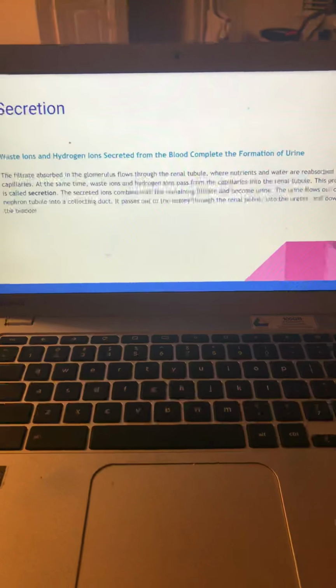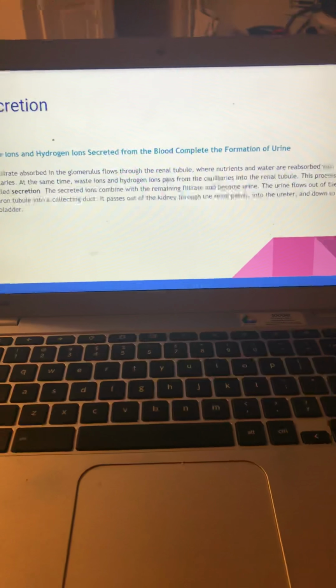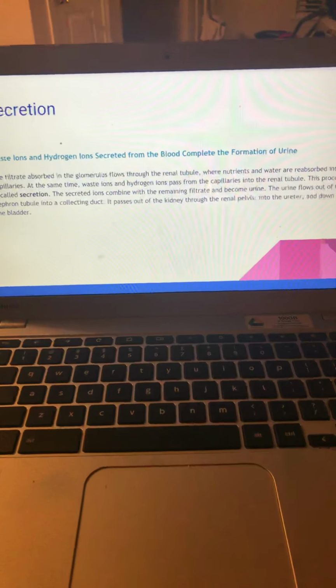Secretion. The filtrate from the glomerulus flows through the renal tube, where the proteins and water are reabsorbed into the capillaries. At the same time, ions and hydrogen ions pass from the capillaries into the renal tube. This is called secretion. These secreted ions combine with the remaining filtrate and become urine. The urine flows out of the nephron tube into a collecting duct, and it passes out of the kidney through the pelvis into the ureter and down to the bladder.